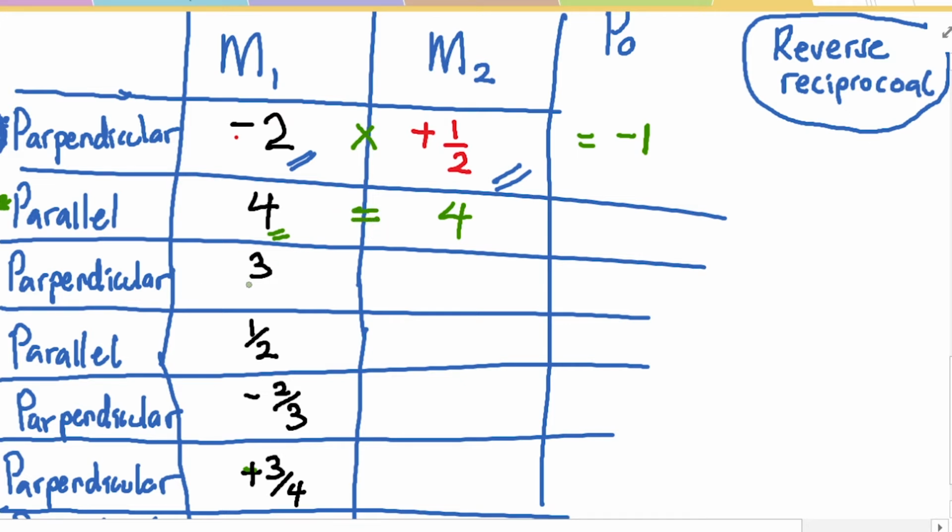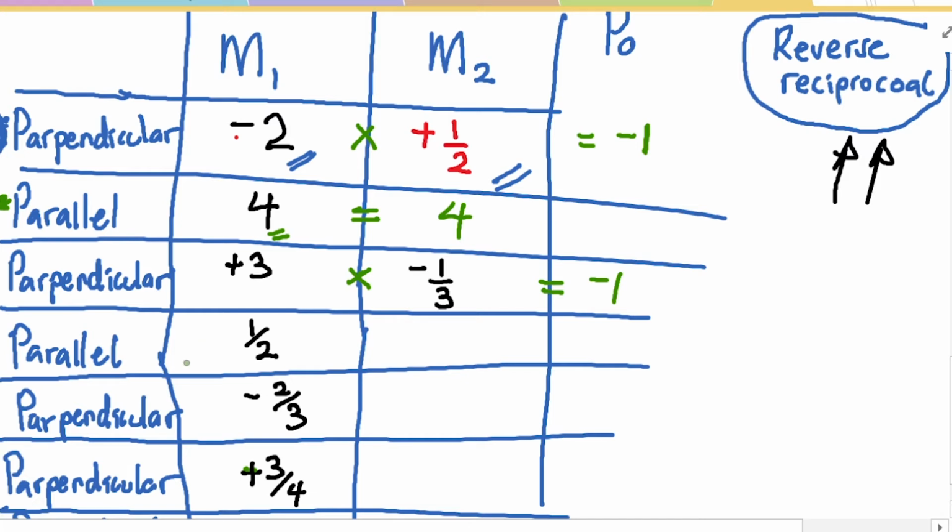Moving on to 3. This is perpendicular and it is +3. Remember that for perpendicular lines, we use this reverse reciprocal. If the gradient of the first line is 3, the gradient of the second line is going to be the reverse. If this is positive, the gradient of the other line is going to be negative. The reciprocal of 3 is 1/3. Why? Because when you multiply those two numbers, it gives us -1. So that's the shortcut for finding the gradient of the other line.